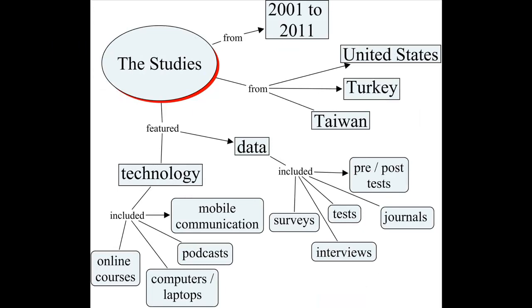The studies selected ranged from 2001 to 2011. 8 of the studies were conducted in the United States, 1 in Turkey, and 1 in Taiwan. The technology included were podcasts, online courses, computers, mobile communication, laptops, and web-based instruction. Data sources included pre-tests, post-tests, quizzes, exams, standardized tests, surveys, interviews, and journals.